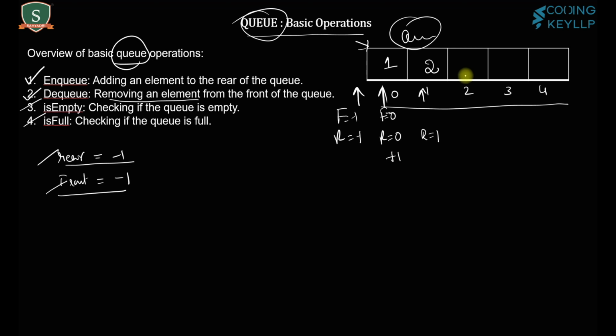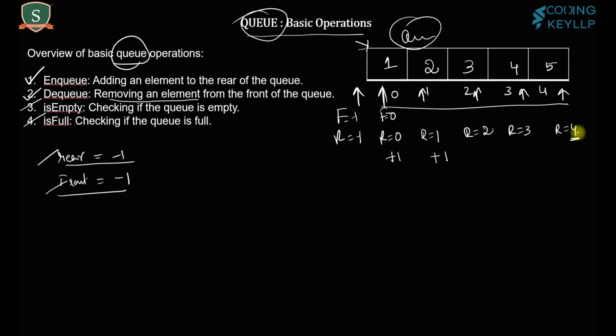Now I am enqueuing one more element into the queue, that is 3. After enqueuing 3, the R value becomes 2. Here also we are incrementing by 1. Similarly, 4 I am adding into the queue, then the R value becomes 3. I am enqueuing one more element, 5. Here the R value becomes 4.